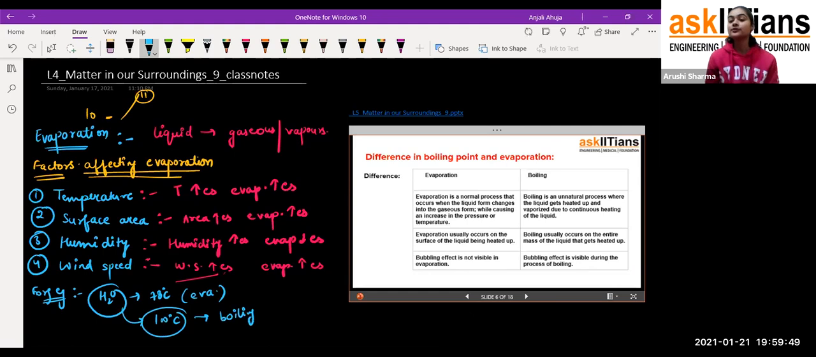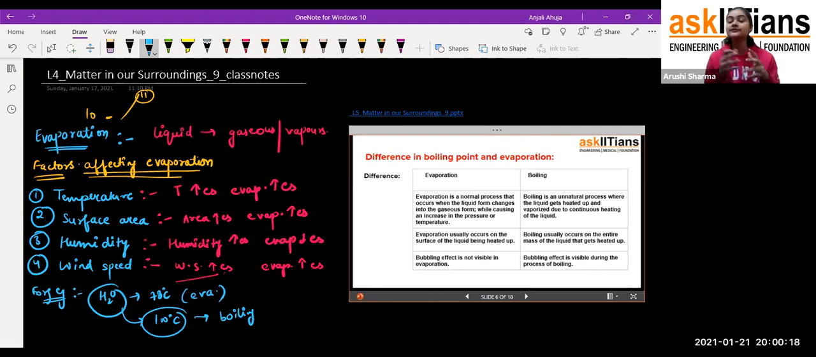That means, student, you can say that evaporation is done below the boiling point, but boiling starts when the particular liquid reaches that boiling point. And in the case of evaporation, it is just a surface phenomenon. That means the liquid which is present at the surface is going to evaporate. But when boiling starts, all of the liquid is going to be converted into vapors.